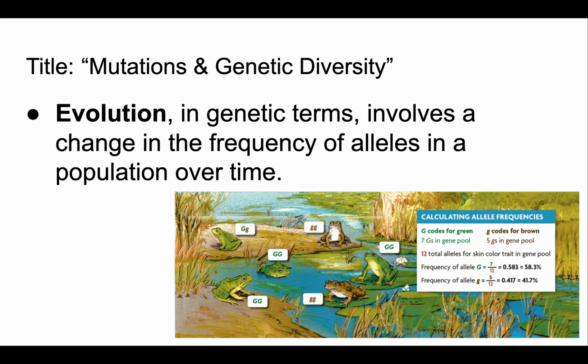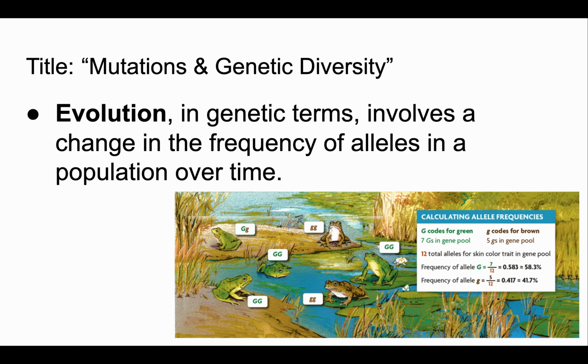So here, this population of frogs has two different alleles, and they are represented by G's. So it has a capital G allele and a lowercase g allele. The capital G codes for green frog, and the lowercase g codes for brown frog. So G and G, those are alleles.